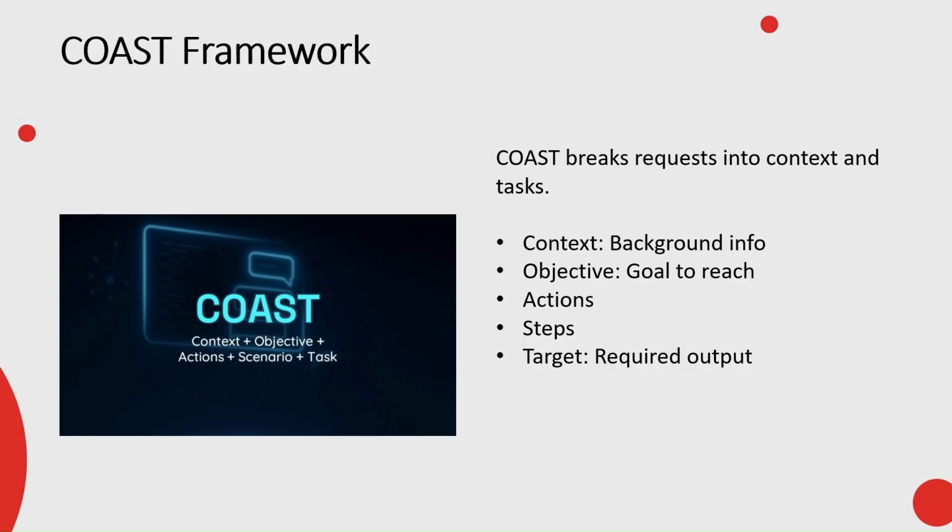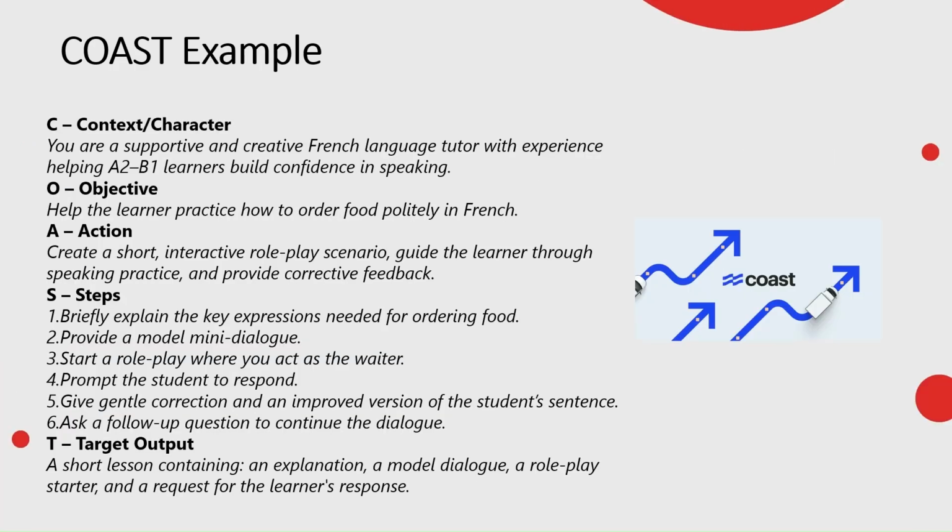Now, COAST stands for character, objective, actions, steps, and target. This is the gold standard for complex multi-step instructions, because as we see, the steps part is the main part. Now, in the example, you'll see the first one is character. Here I call it character because that is a supportive tutor. That's why we call it character. The tutor gives a step-by-step scenario for a role play. It ensures that the AI doesn't just give the answer, but actually acts as the waiter in the restaurant scenario.